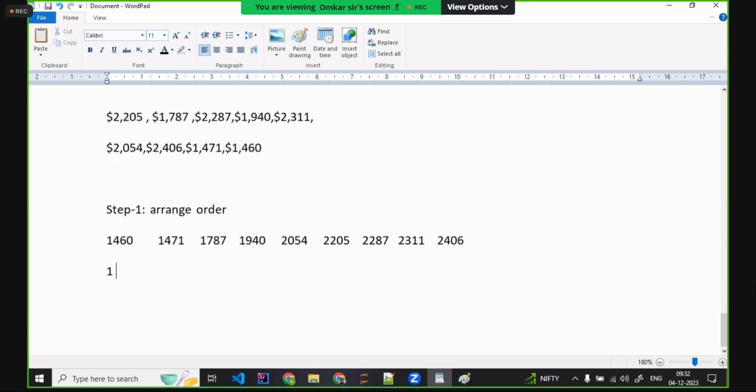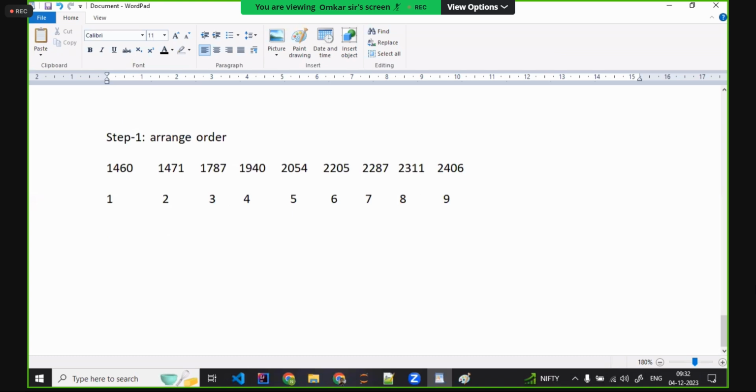This is the first number, this is the second number, the third, the fourth, the fifth, the sixth, 7, 8, 9. So 1, 2, 3, 4, 5, 6, 7, 8, 9. Now, the first question is 50 percentile of data. 50P, where P means percentile. 50 percentile of data is the median.